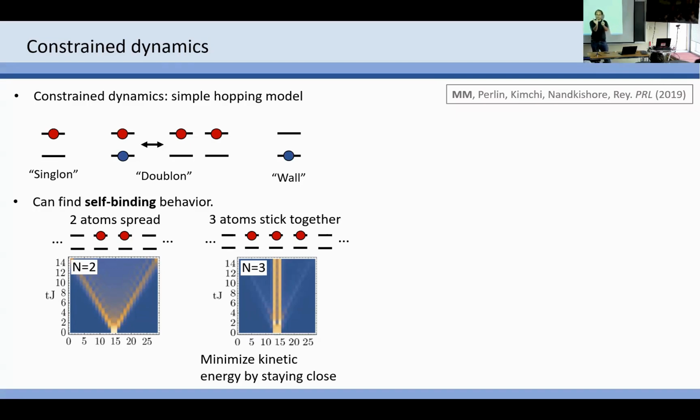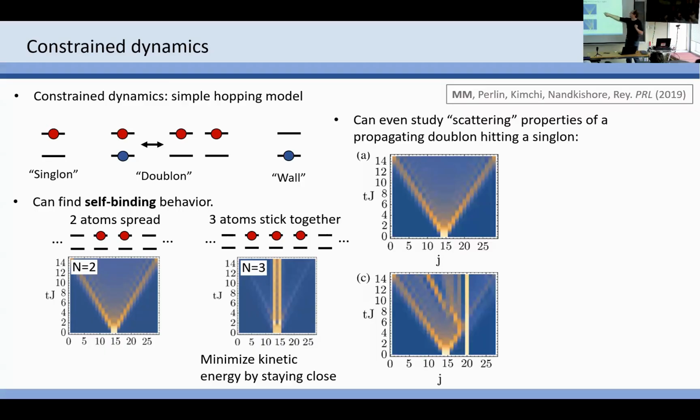When they're all beside each other, there are 4 possible moves they can make, and when they're far apart, the leapfrog can only make 2 moves. So kinetic energy minimization dictates that they will actually form a self-bound state and bind themselves to each other. And you can show that this is actually a parity effect. So 4 atoms will spread out, 5 will stick together, 6 will spread out, 7 will stick together, and so on. Just pretty cool to see.